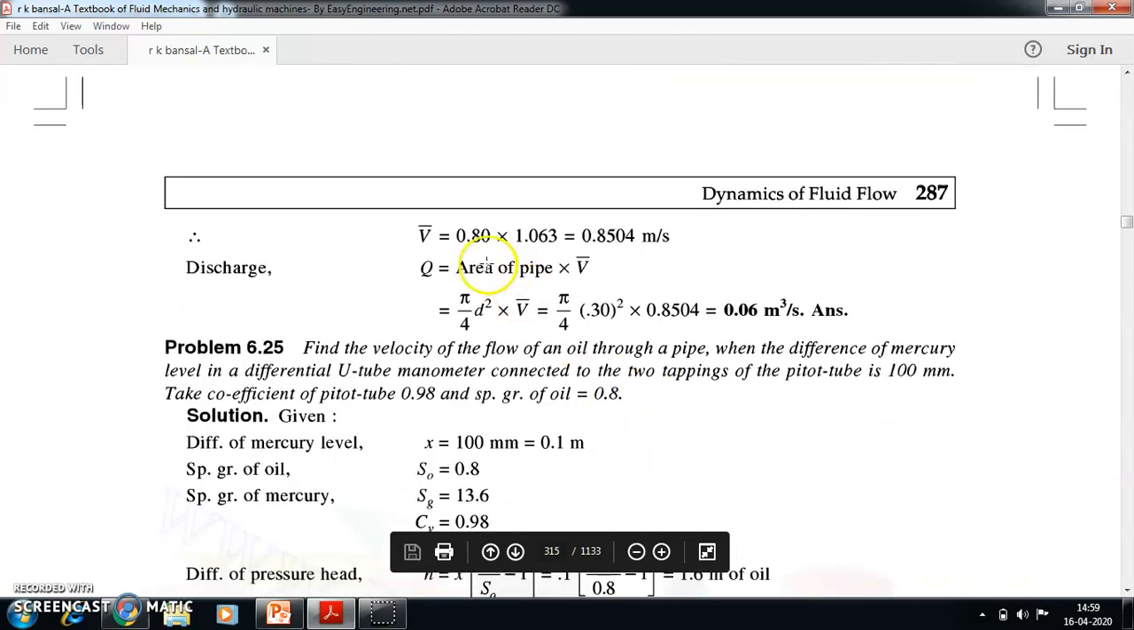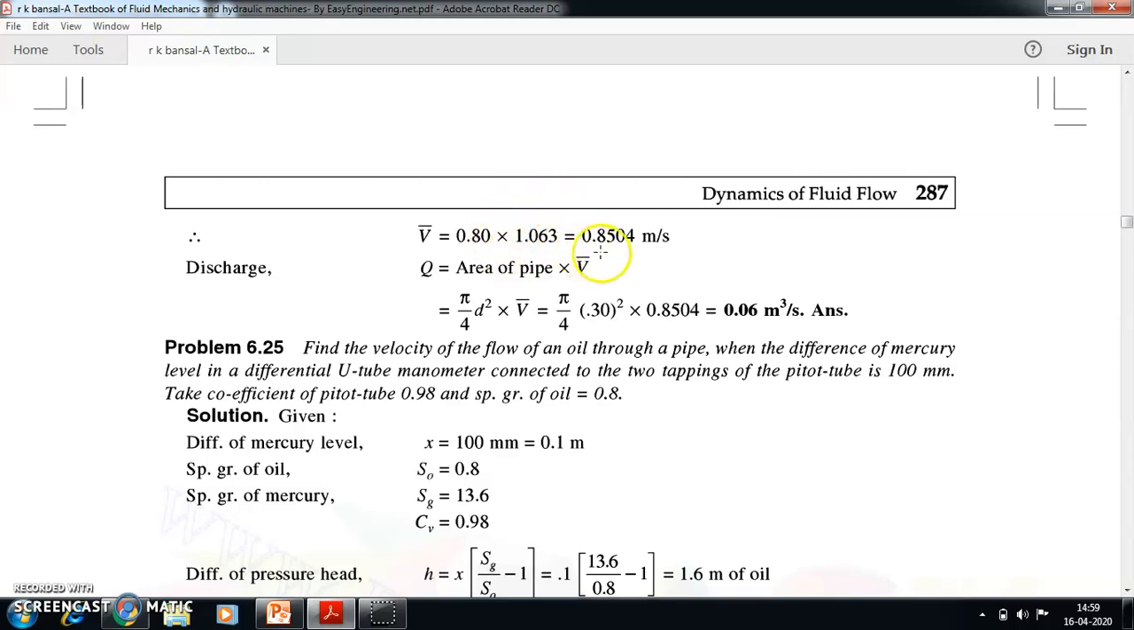So once I get it, I'll find the mean velocity. You call it v bar or any capital U, anything like that. So that is 0.8 times the central velocity. So this will be around 0.8504 meter per second. To find the discharge, area into mean velocity. So pi by 4 d square into v bar. So pi by 4, 0.3 square into 0.8504. So 0.06 meter cube per second will be the discharge.